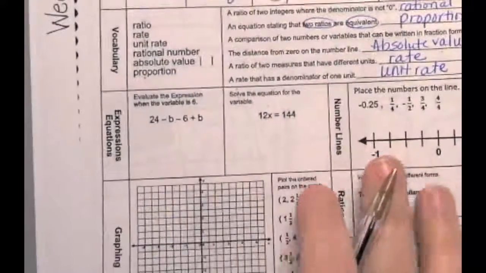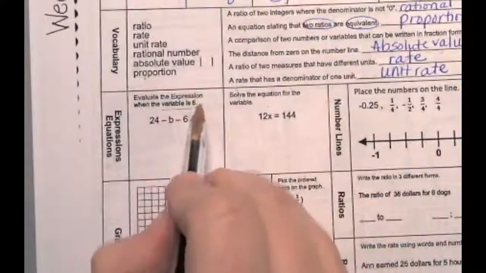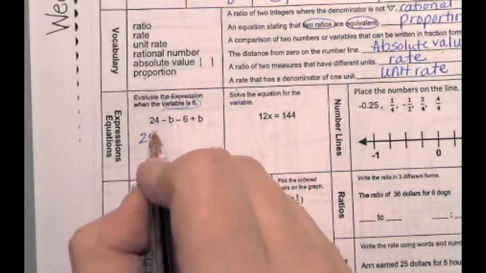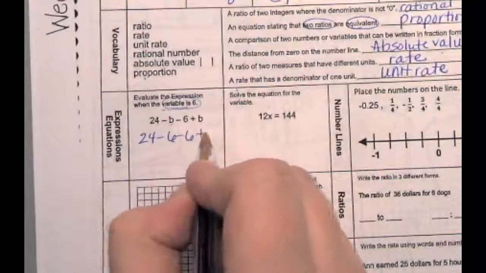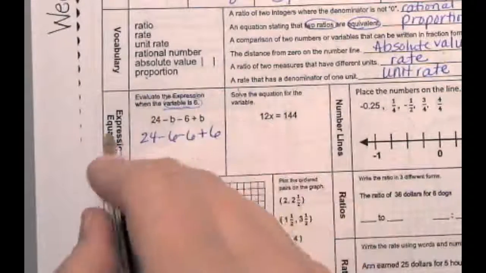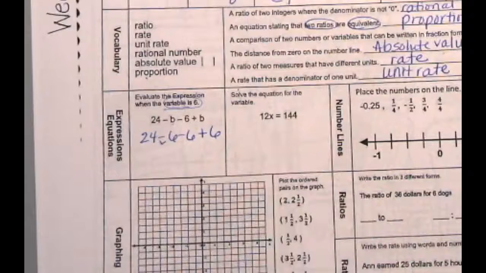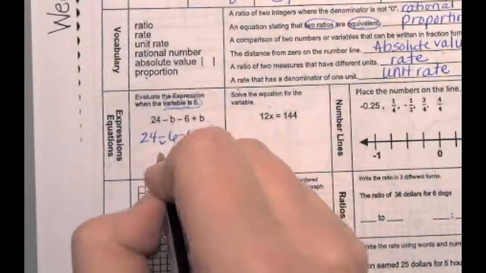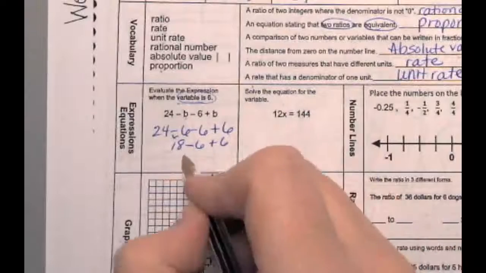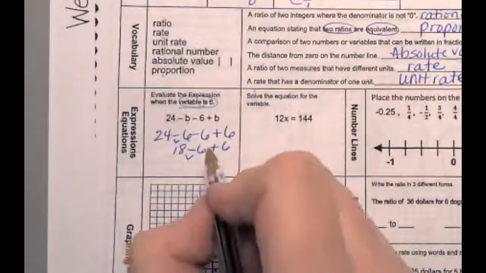All right, it says here, what if your variable is 6? That means where I see the letter B, I'm going to replace that with a 6. All right, so we're just going left to right here because it's all subtracting and adding. 24 take away 6 would be 18. Okay, 18 take away 6 would be 12.